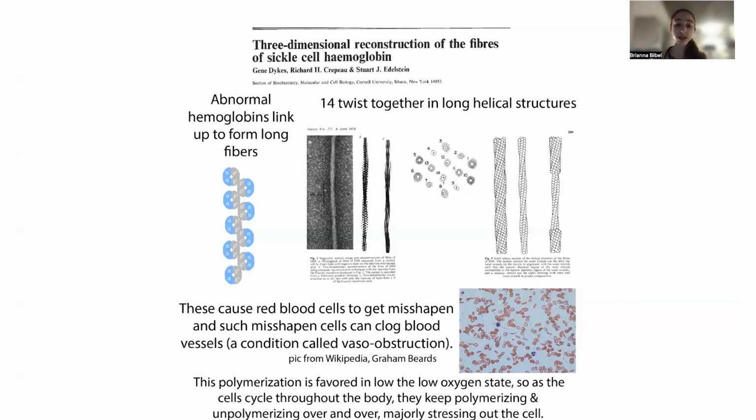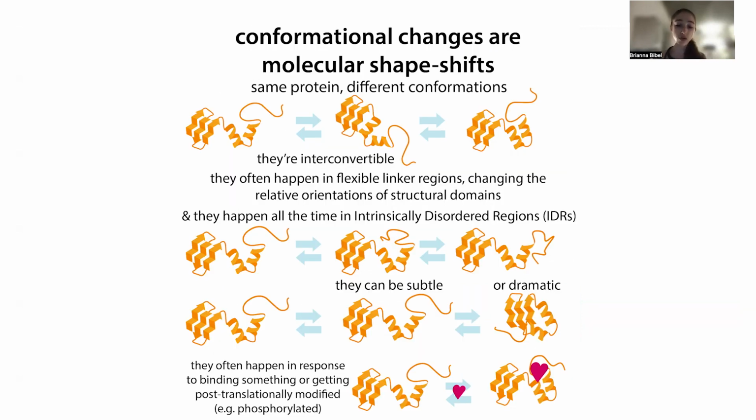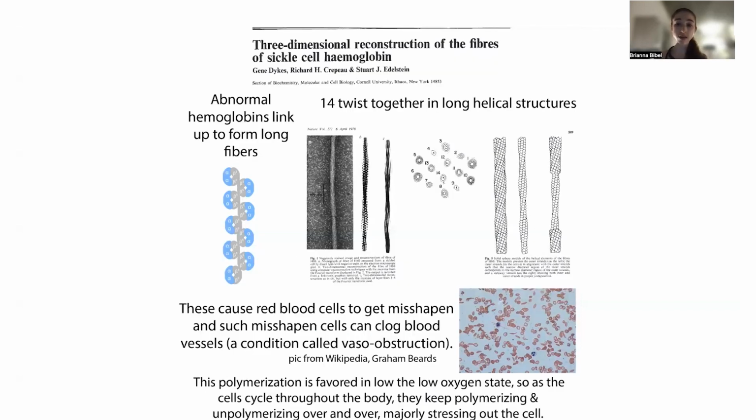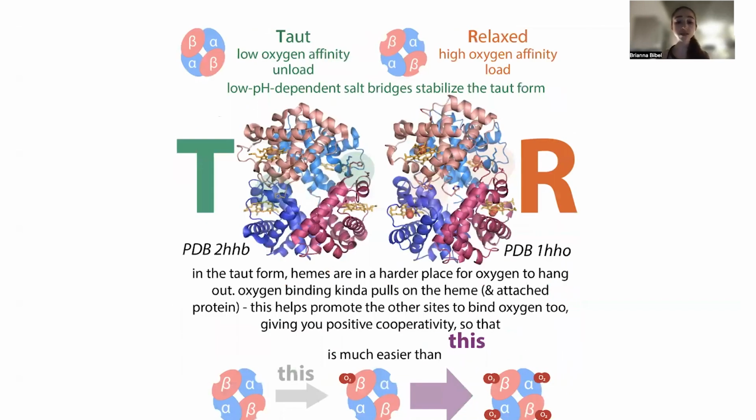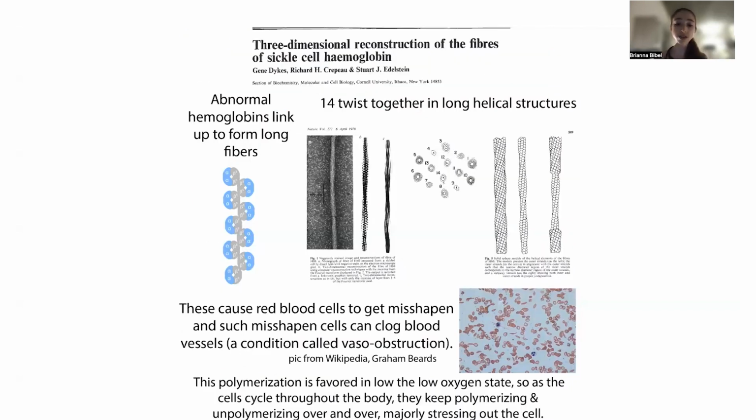This polymerization is favored in the low oxygen state, which I'll talk about in a second, but basically you can have low and high oxygen forms, like shapes, of hemoglobin. And because the blood is cycling from high to low oxygen conditions, as it's taking oxygen from your lungs to your toes, to your lungs, to your toes, it's going from low oxygen conditions to high oxygen conditions, and it's changing between these different shapes. And the shape that is found in the low oxygen state is going to promote this polymerization.